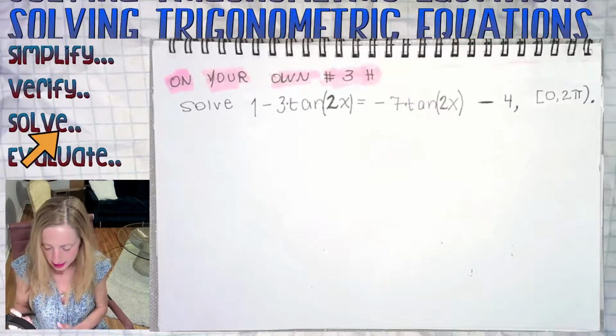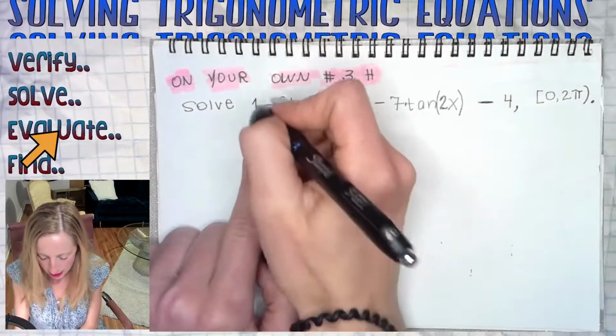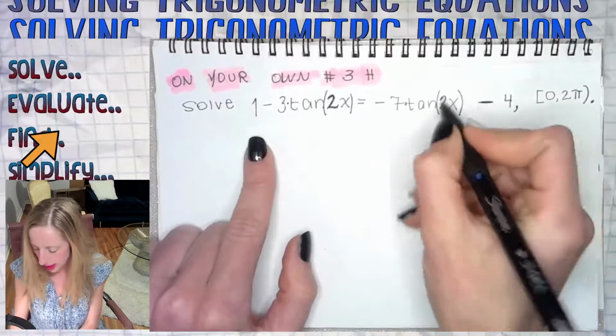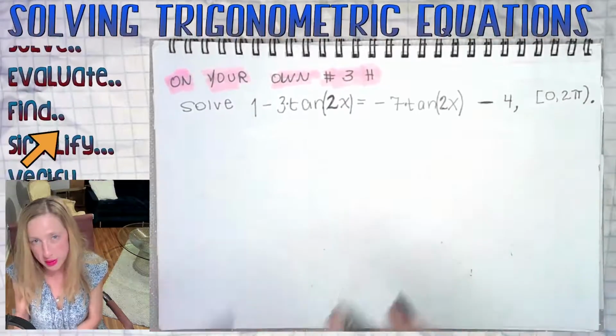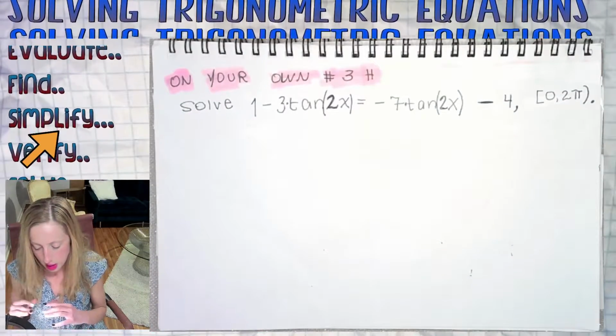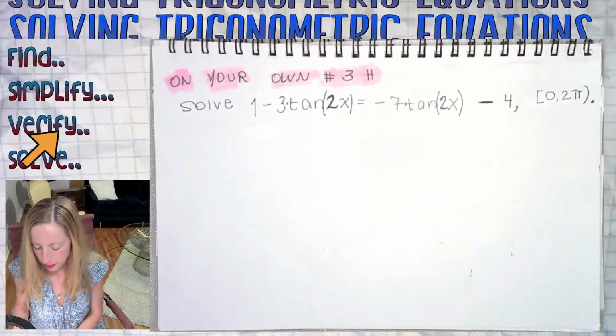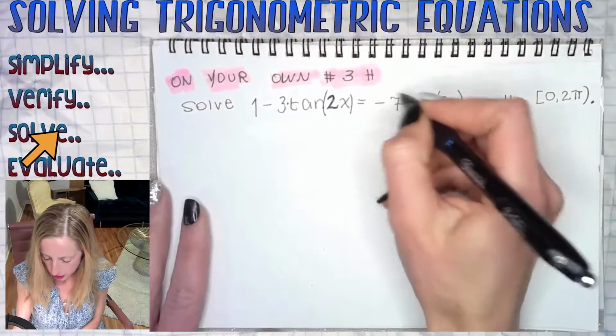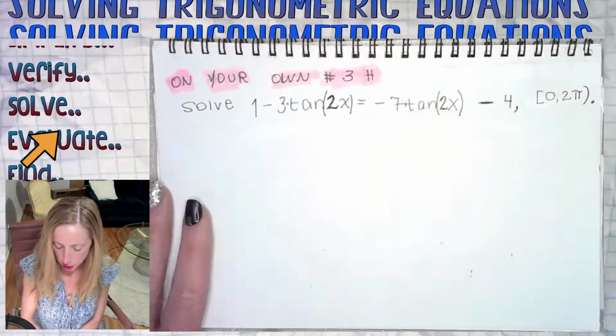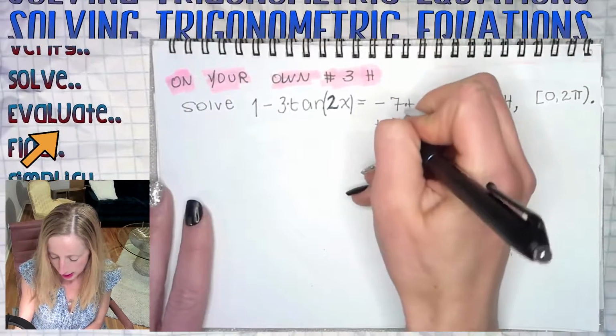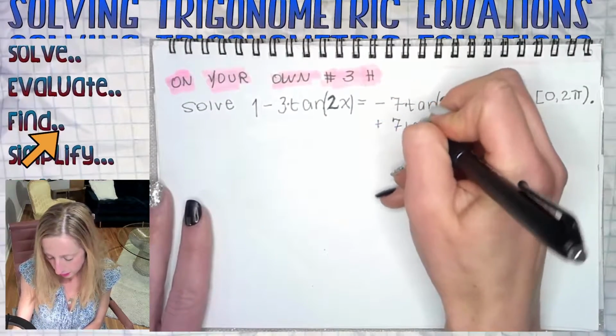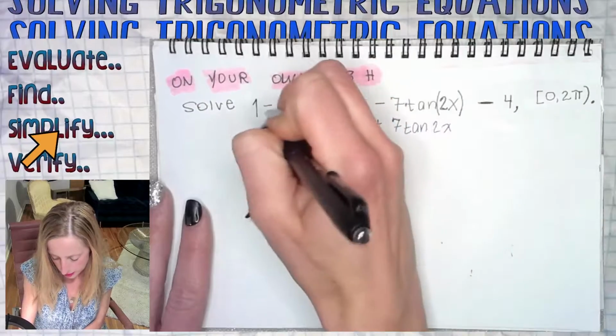So we're going to work with that to get started. You can't combine the 1 and the 3. You can't combine the 2x and the 4. They're not part of the same type of expressions. They're not like terms. We can't combine them. So what I'm going to do is bring this negative 7 tan 2x to the right with addition. So I'm going to add 7 tan 2x to both sides.